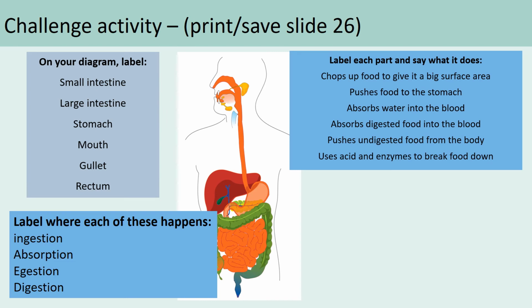Which structure pushes the food to the stomach through a process called peristalsis? Which part of the digestive system absorbs water into the blood? Which part of the digestive system pushes undigested food from the body? And which part uses acid and enzymes to help break down food?